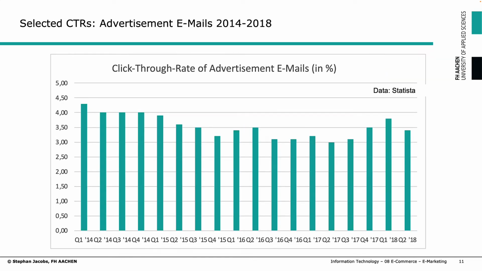Let's compare it to the click-through rates for emails, for advertisement emails. Here you can see figures from 2014 to 2018, and you will directly see that the figures are higher. It's roughly between 3% and 4.5%, which means if you send out 100 emails with advertisement, so not these spam emails but normal emails, then you would probably get 3 to 4, maybe 5 reactions in the form of a click.